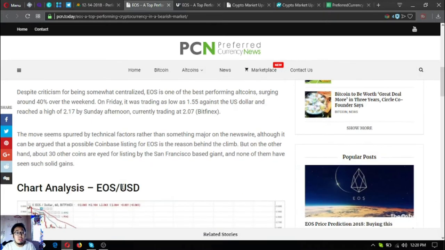The move seems spurred by technical factors rather than something major on the news wire. Although it can be argued that a possible Coinbase listing for EOS is the reason behind the climb, on the other hand, around 30 other coins are eyed for listing by the San Francisco based giant, and none of them have seen such solid gains.